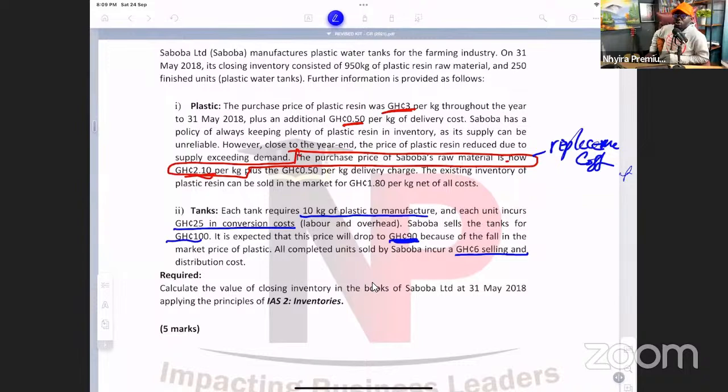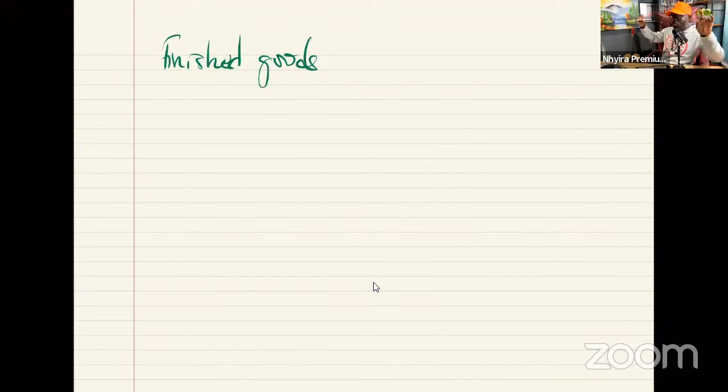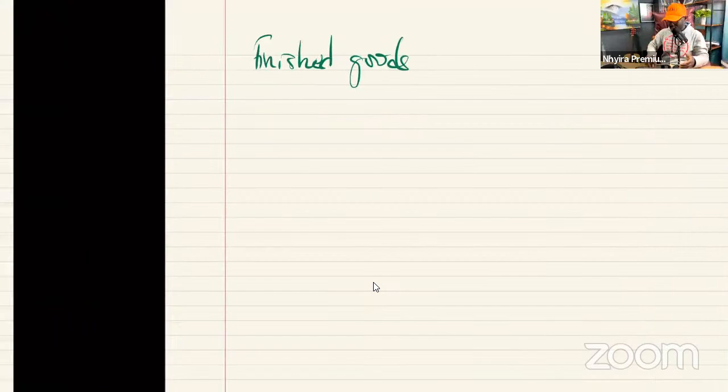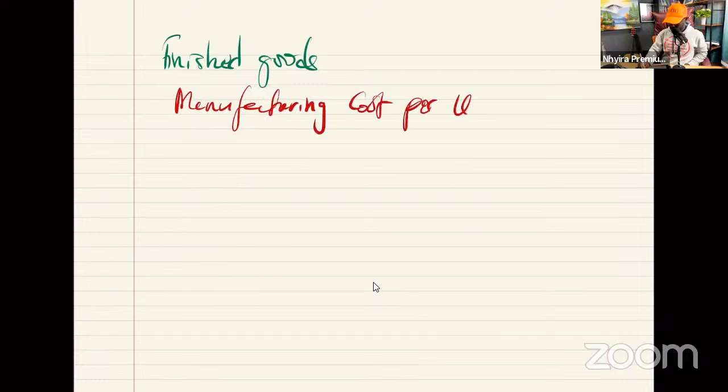So what's going on here? Stay with me very carefully. So let's build our knowledge on the finished goods. The story we have told here is on the raw material. Let's go to another story here about the finished goods. How should we value the finished goods? We need to look at the selling price of the finished goods now. So in the finished goods, let's look at the manufacturing cost of the finished goods. What do we have? Please stay with me very carefully.